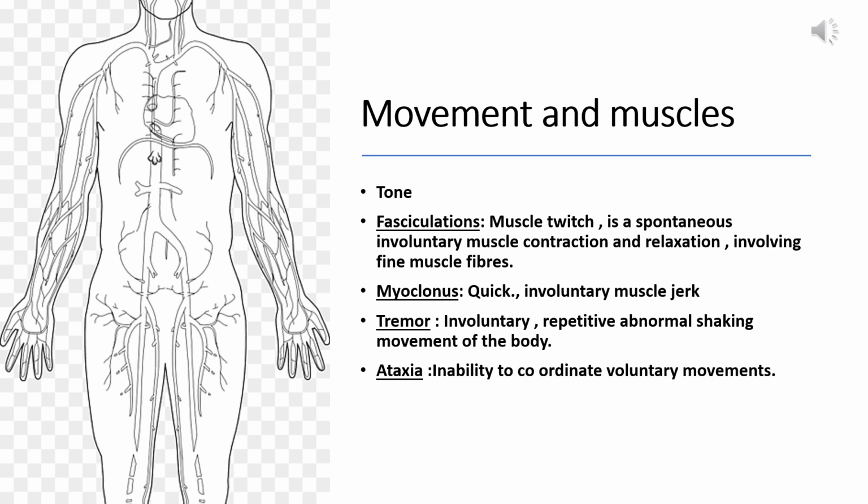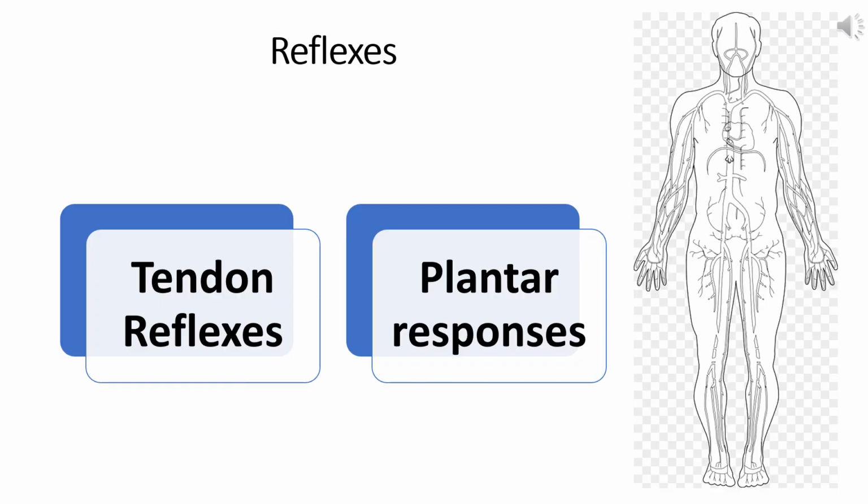And next we will check tremor. Now what is tremor? Tremor is an involuntary, repetitive, abnormal shaking movement of the body. And lastly, we will look for ataxia. Ataxia is the inability to coordinate voluntary movements. Also evaluate two types of reflexes when evaluating the poisoned patient, that are tendon reflexes and plantar responses.